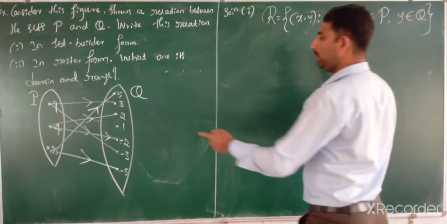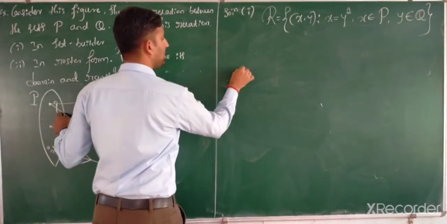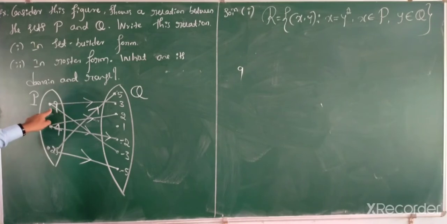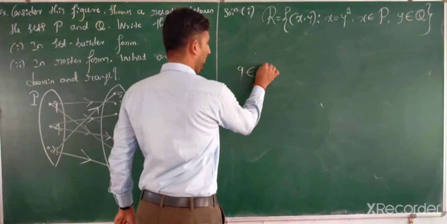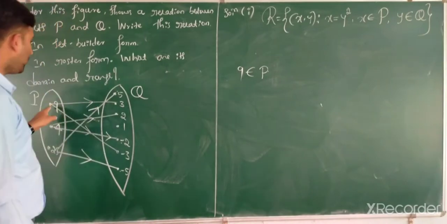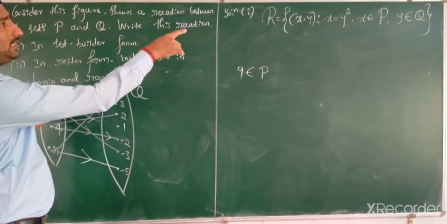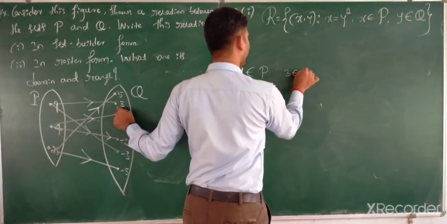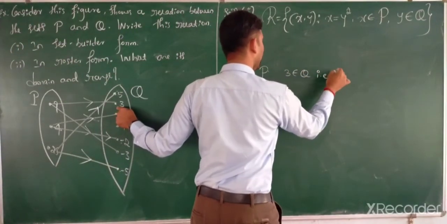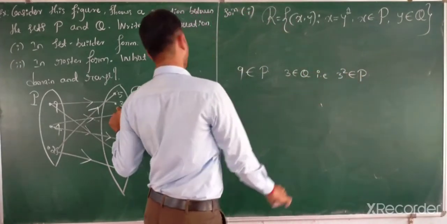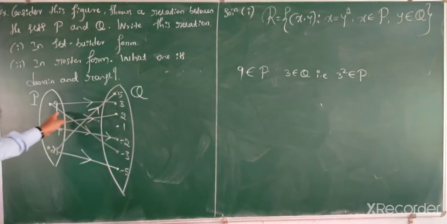Then what is the x value? I will write x belongs to P, means x is equal to 9. Correct? 9 belongs to capital P. Are you agree? Yes. Once 9 belongs to P, then y value is what? Y belongs to Q. Y is in the sense y square. What is the y square value? 3. 3 belongs to Q. That is 3 square belongs to P. 3 square is 9. 9 belongs to P.